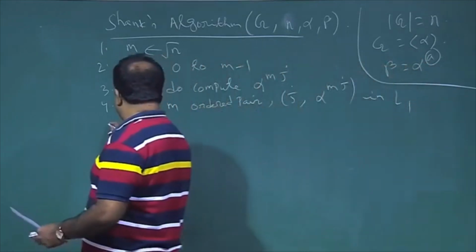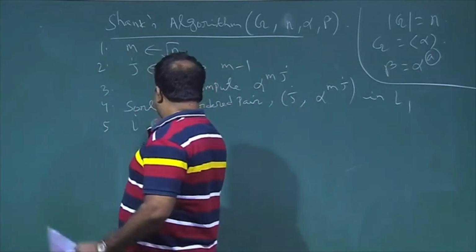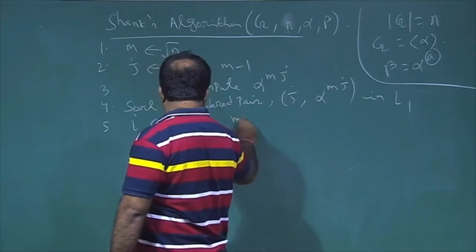Now, we also prepare another list, L2, like this, for I equal to 0 to m minus 1.